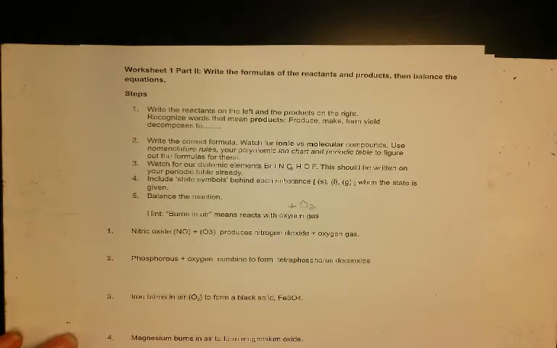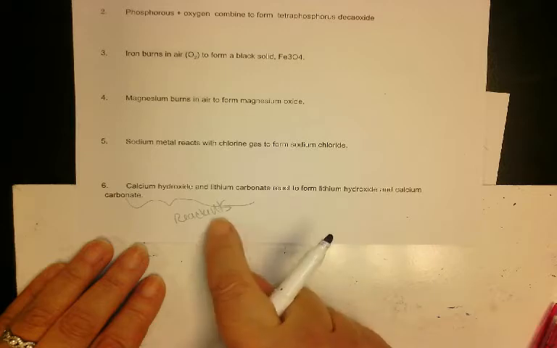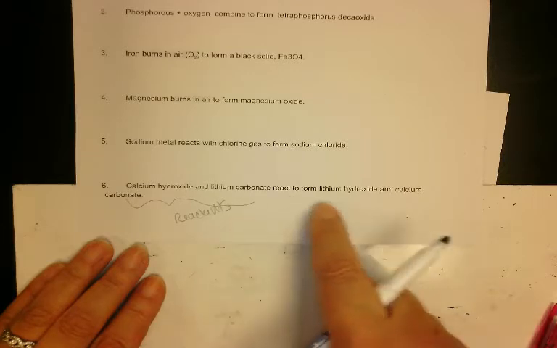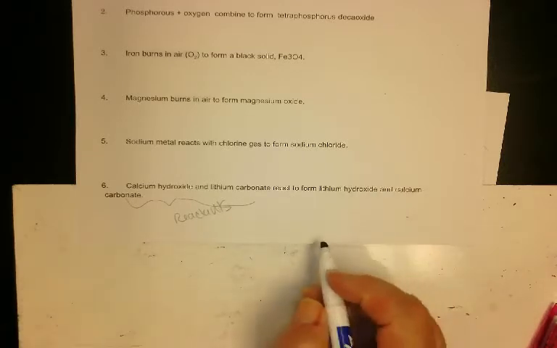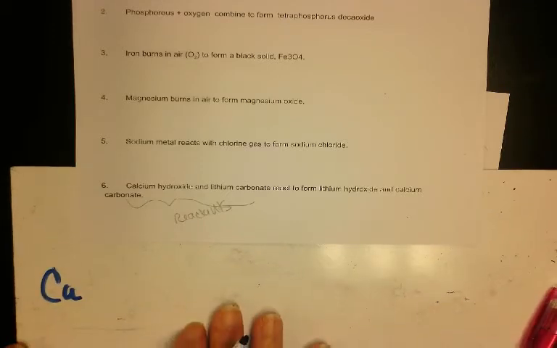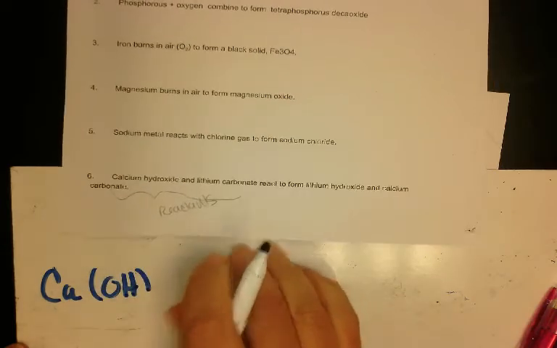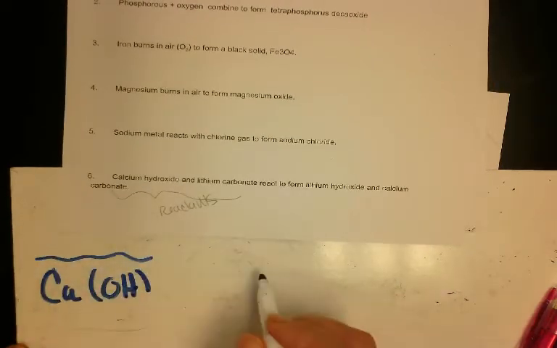So I am going to do 6 and 7 with you. So 6 says, make sure I have everything in frame here. First of all, it says calcium oxide and lithium carbonate react. So these guys are my reactants to form lithium hydroxide and calcium hydroxide, and we need to make sure my numbers are correct here. So let's do that.